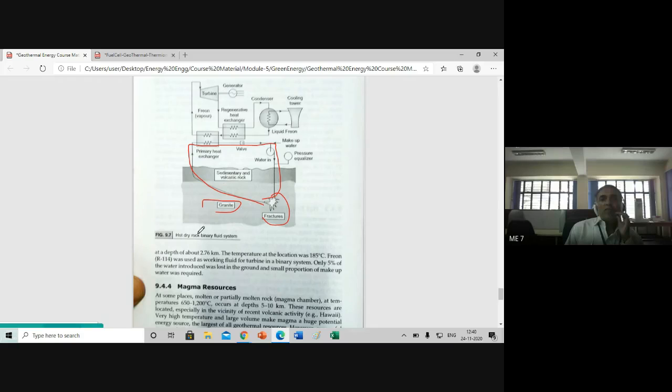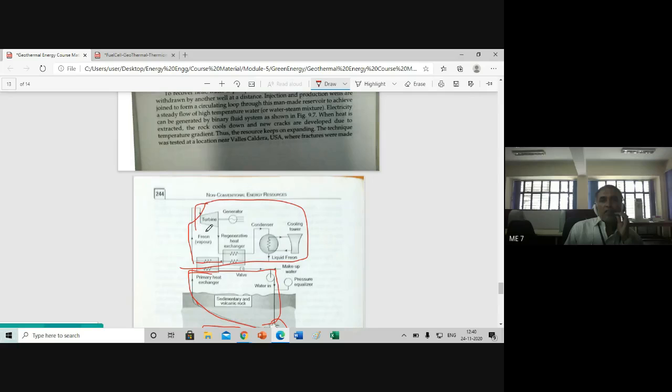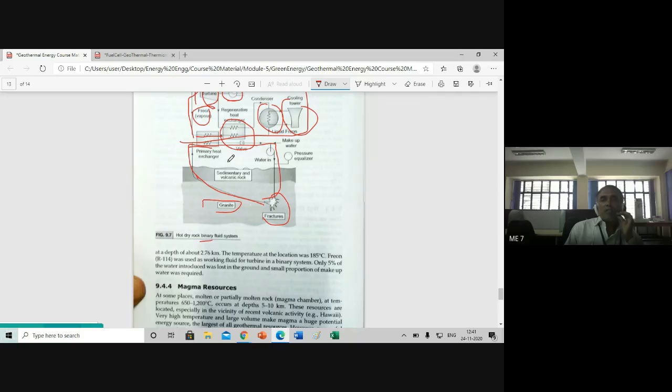Why they call it binary fluid is because one fluid is flowing like this, another fluid is flowing like this. This entire thing is as usual your Rankine cycle. See, turbine is present, generator is present, condenser is present, cooling tower is present, heat exchanger is present, and freon vapor they can use. So that is why they call it a binary fluid.